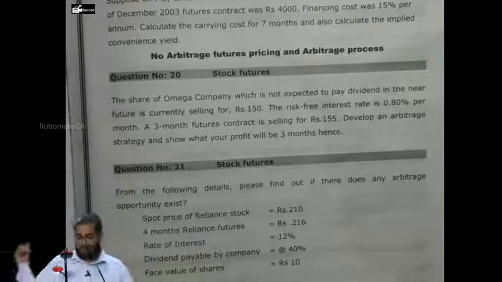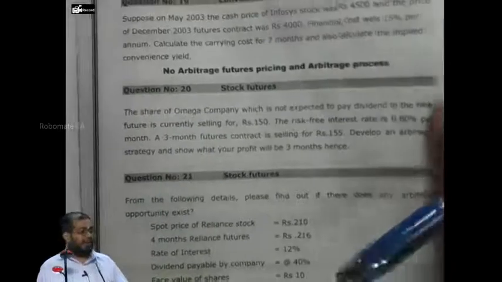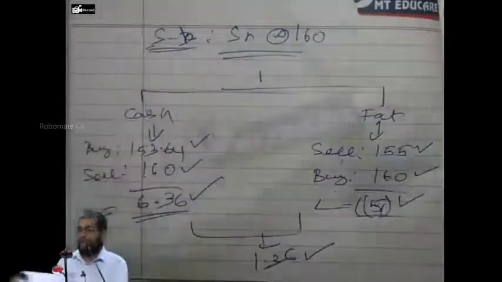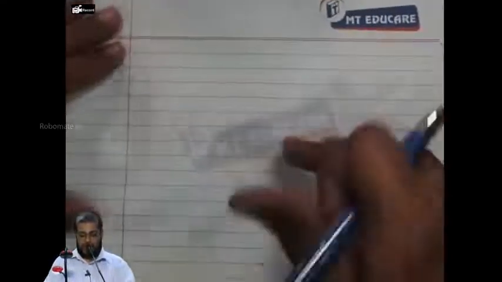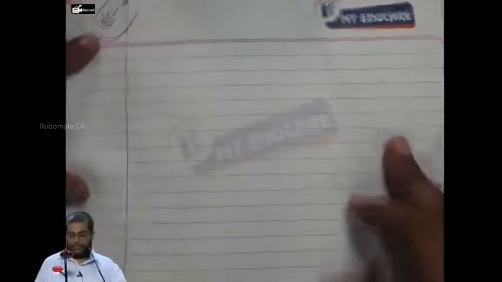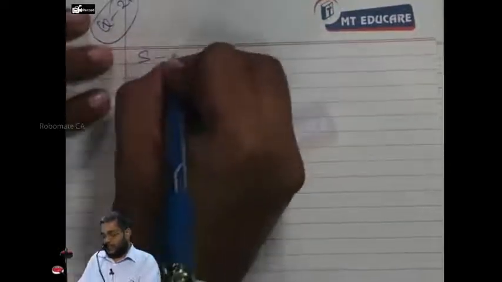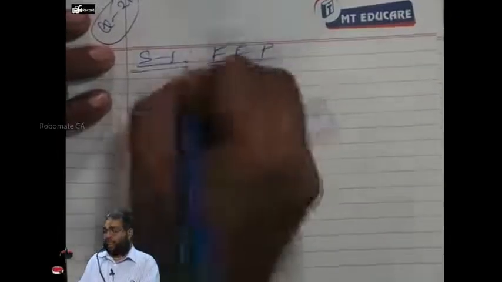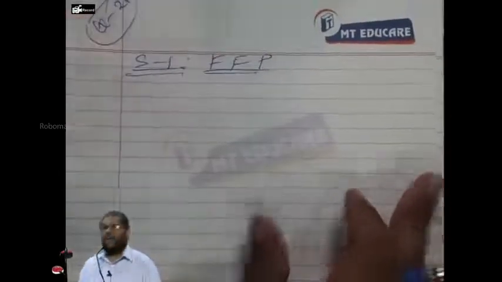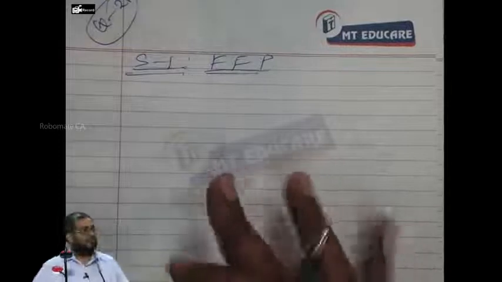Can I go or not? Can we start doing the sum? Now, all of you tell me what are all the steps. Step number 1 is what? Fair futures price. Don't sleep. Can we start or not? Now, write down. Question number 21. Okay. Step 1 is fair futures price.